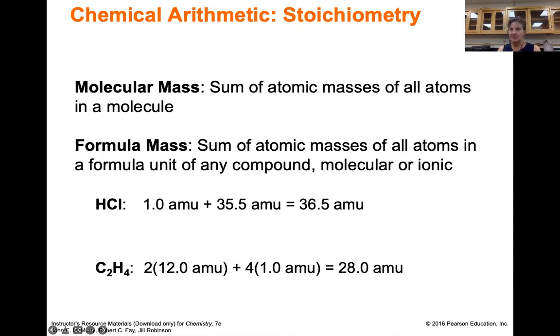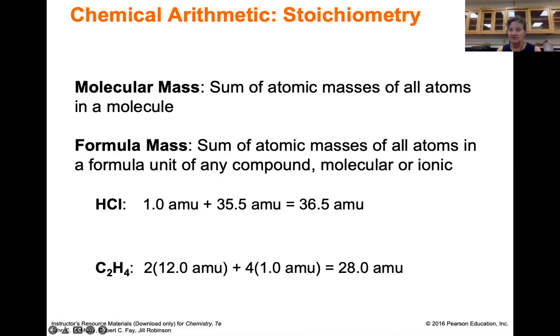So if you sum up all the atomic masses of all the atoms in a molecule, for example here, HCl, if 1 hydrogen atom is 1.0 atomic mass units, and 1 chlorine atom is 35.5 atomic mass units, now you have a molecule that has the hydrogen hooked to the chlorine. That means that 1 molecule is going to be the sum of those 2 atoms, so it'll be 36.5 atomic mass units.